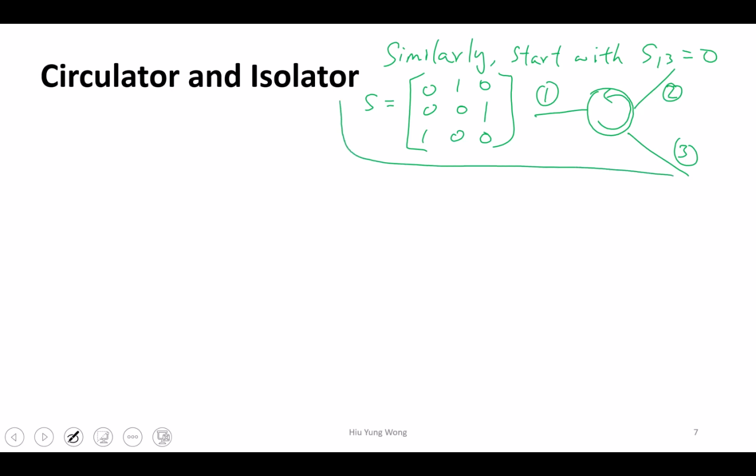But then I want to talk about another thing called isolator. So what is an isolator? It's very easy. It's just a matched circulator. It's like this.